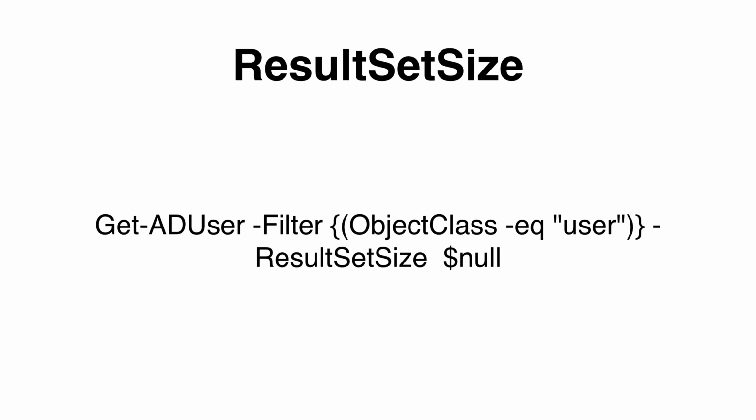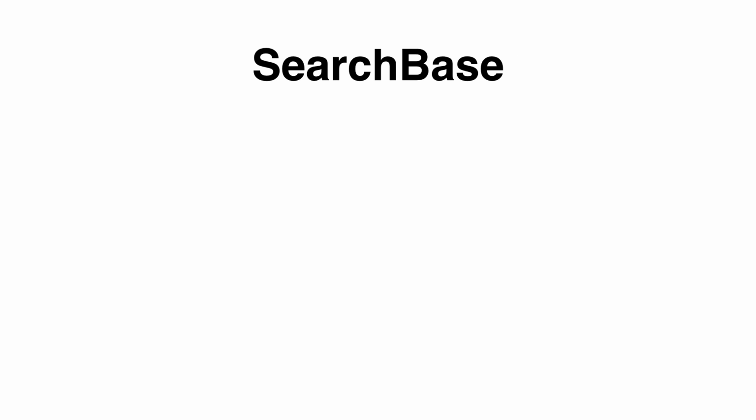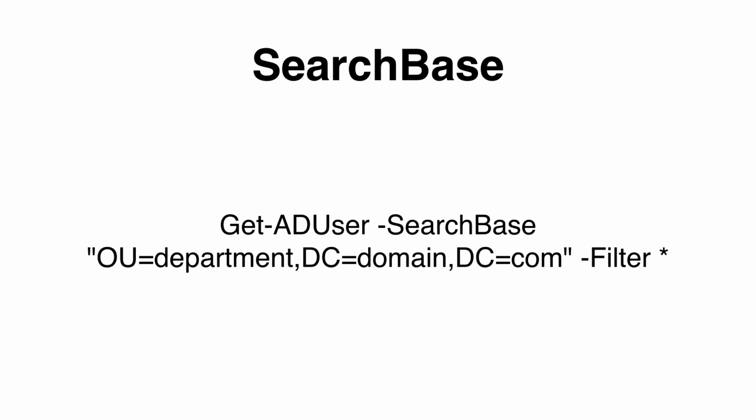If you have a lot of objects in Active Directory and you would like to limit the number of returned objects, you can do so by using the result set size parameter, which is set to null by default. This means that all the results will be returned. If we would like to filter, for example, by a specific organizational unit, we can do so by specifying the search base. This will be the entry base where the filter will start searching, and this is an example on how to do that.